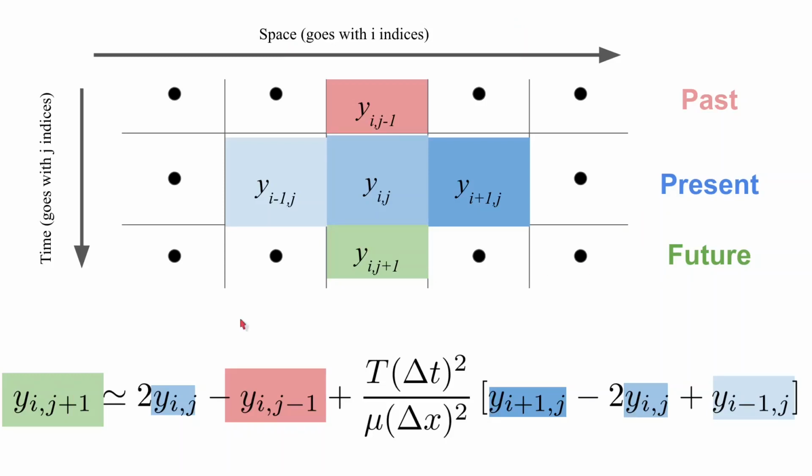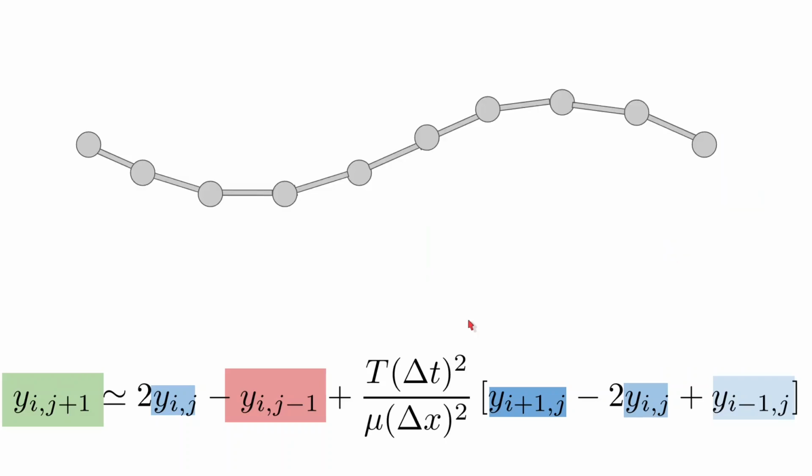You might remember that in our last video, we used Newton's second law to discretize a string or chain like this and arrive at the equation below to predict the future location of a particle in the chain based on the locations of its neighbors. So this is a discretized representation of the wave equation, and it's called the Leapfrog algorithm.